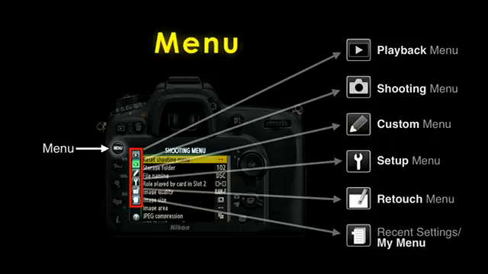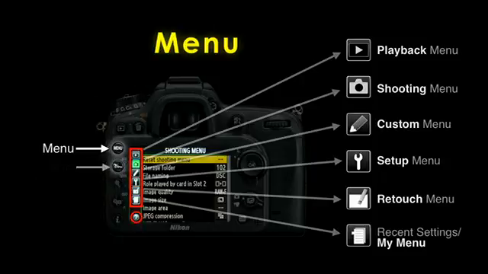Now, the way to navigate through this tab is definitely using the multi-controller on the back of the camera. And you'll be going up, down, left, right. You'll hit the OK to enter, or you could hit the right to enter. And so if you want to enter something, you're going to the right. If you want to exit and get out, you're often going to the left.